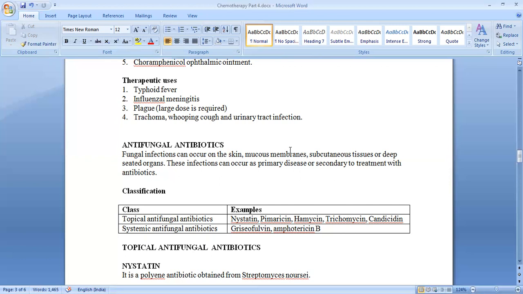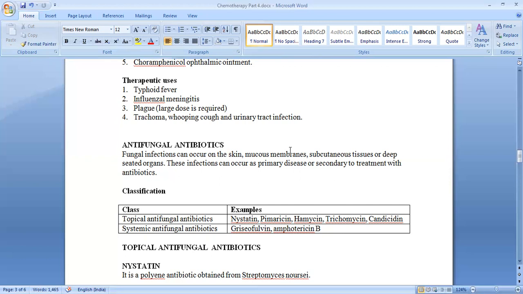Based on the use of the antifungal antibiotics, we classify them. There is one category called topical antifungal antibiotics. That means they are used topically, locally on the skin or on the mucous membranes. Compounds like nystatin, pimaricin, hamycin, trichomycin, and candicidin are all topical use antifungal antibiotics.